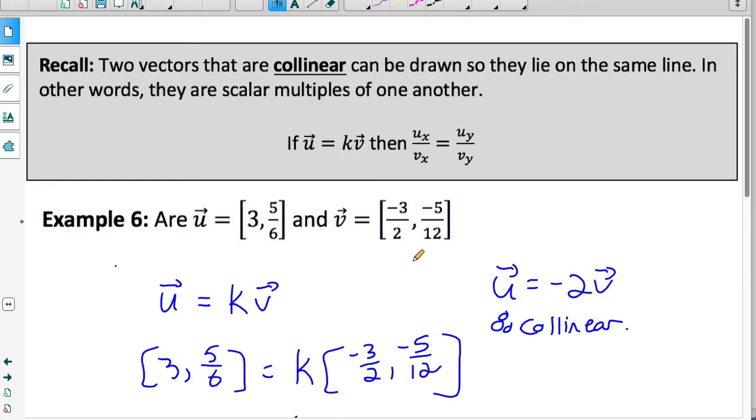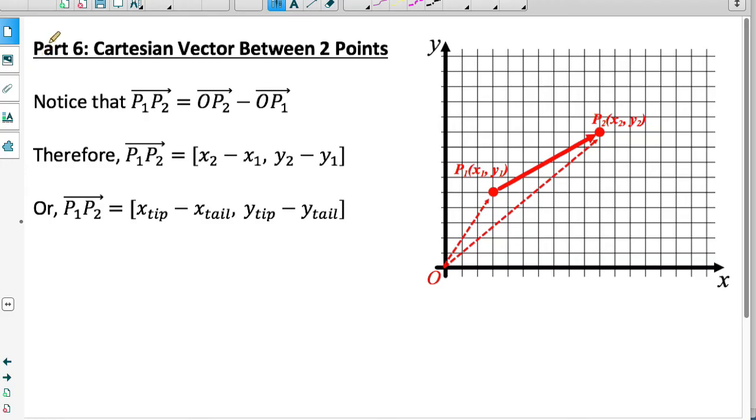All I would have to do is multiply vector b by negative 2, right? Multiply that component by negative 2 and that component by negative 2, and I get vector u. So therefore, they're collinear.